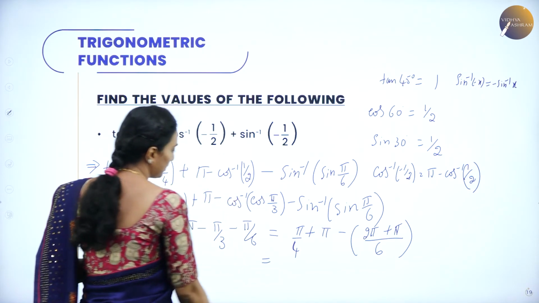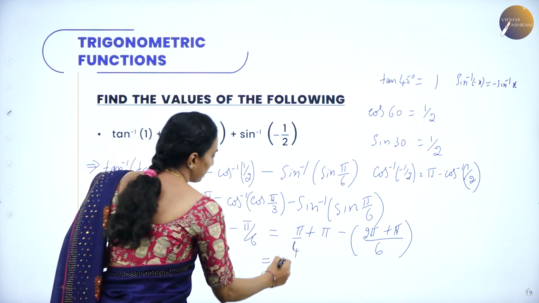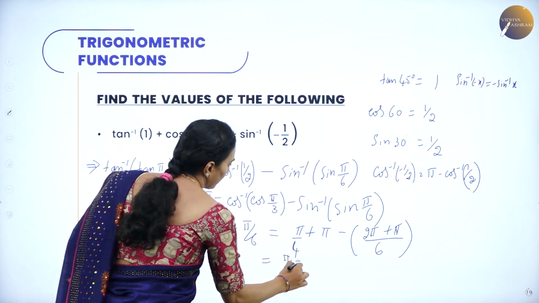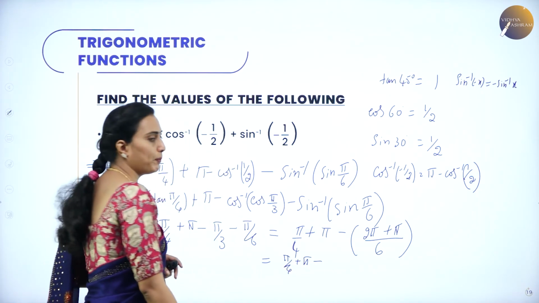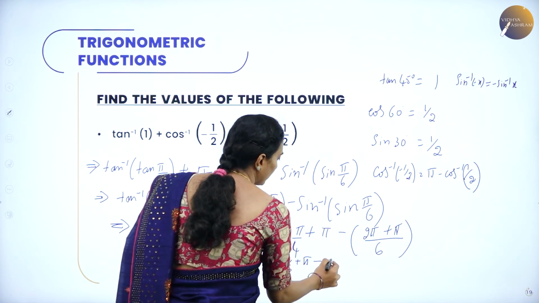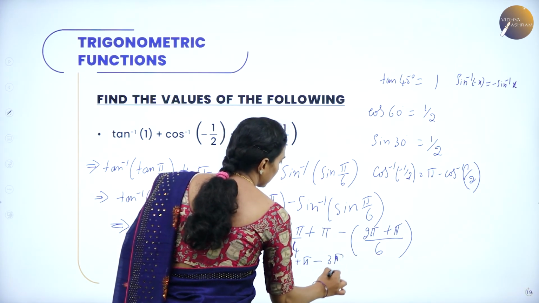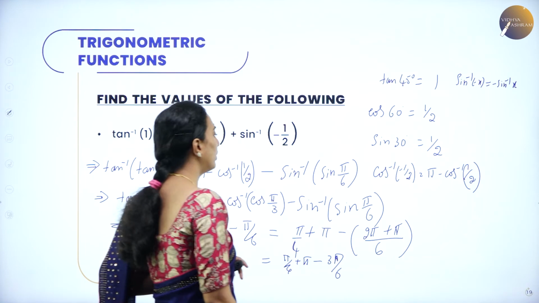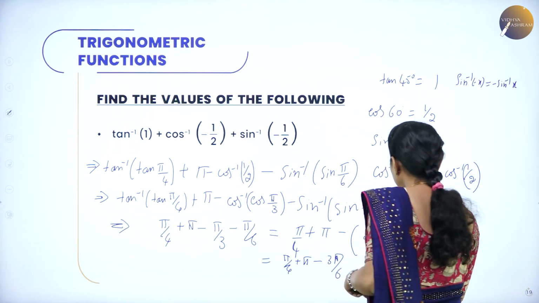Which will be equal to pi by 4 plus pi minus 2 pi plus 3 pi, which is nothing but 2 pi plus pi is 3 pi. 3 pi by 6 is nothing but what? 3 pi by 6. So what will it become here? I'm going to write it here.